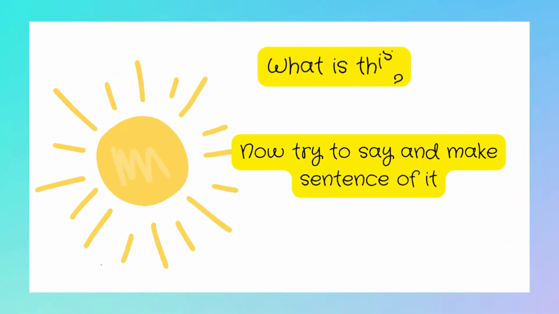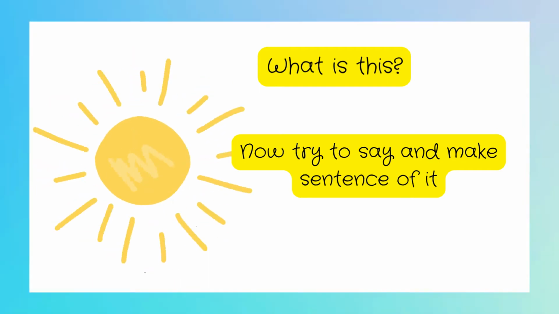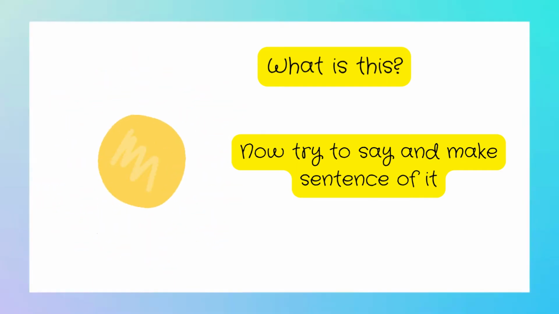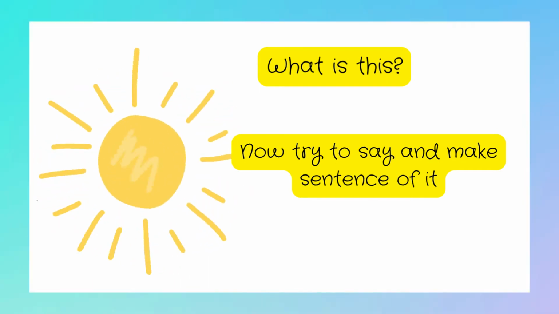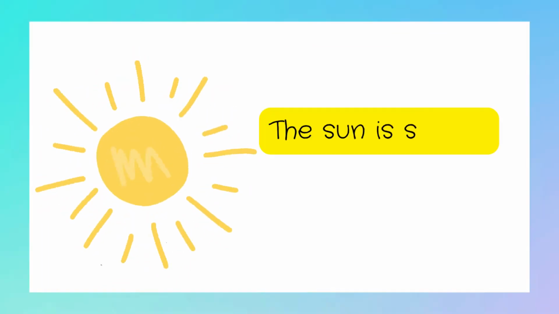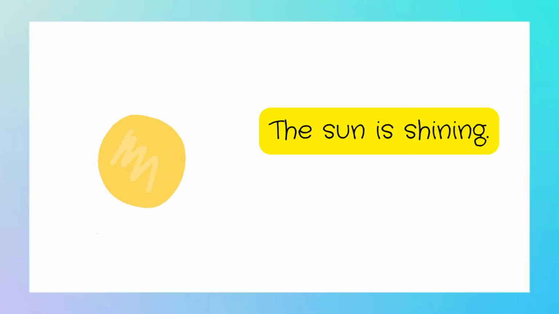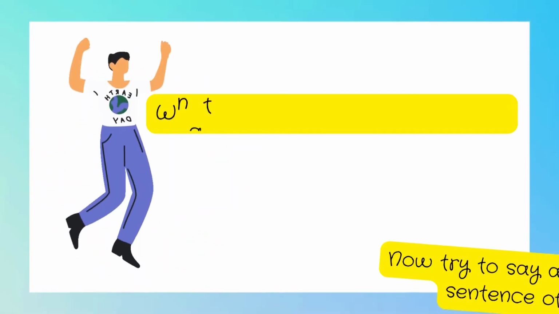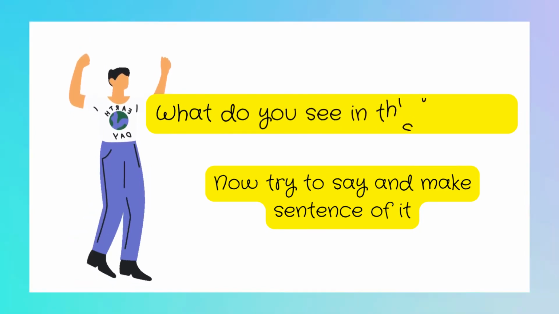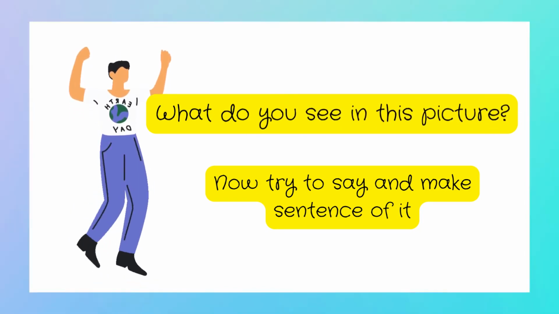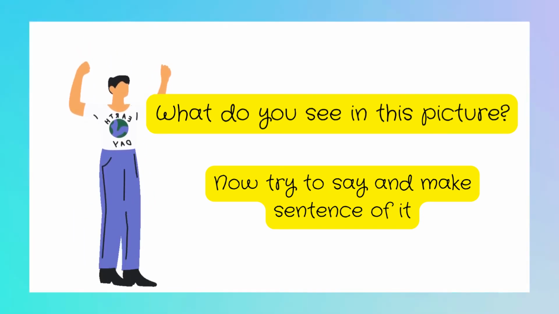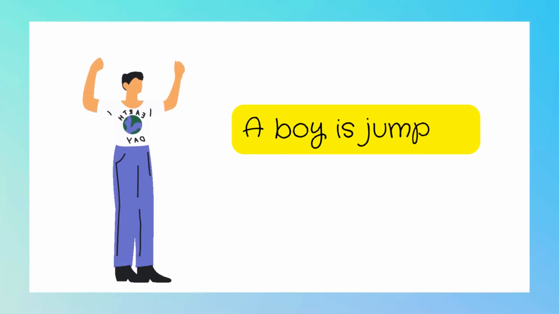What do you see in this picture? What is this? The sun is shining. What do you see in this picture? Let's try and make a sentence out of it. A boy is jumping.